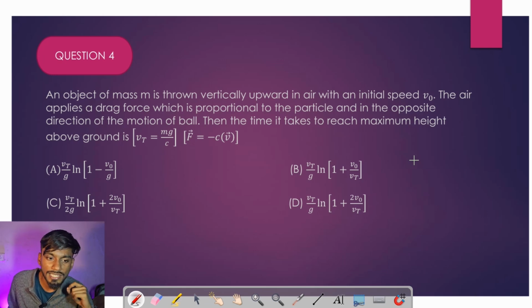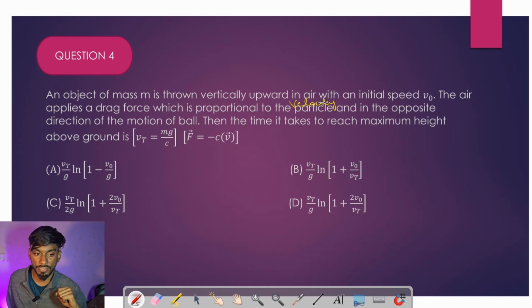An object of mass m is thrown vertically upward in air with an initial speed v naught. The air applies a drag force which is proportional to the velocity of the particle and in the opposite direction of the motion of the ball. Of course, resistance forces like drag forces will always be opposite to the motion of the ball. Then find the time taken to reach maximum height above the ground.